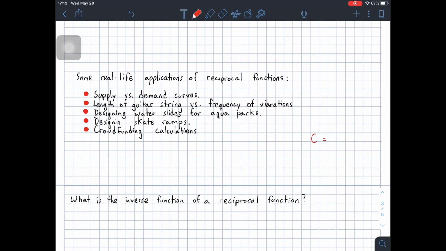Let's say contribution equals 100,000 guaraníes divided by the number of people that want to contribute for the gift, okay? So the greater the number of people that want to contribute, the less that each one will have to pay, right? And if this number is small, then each of the students will have to pay more, right? So this inverse proportion between the variables is what reciprocal functions are about, okay? And that's crowdfunding calculations, basically. Okay.